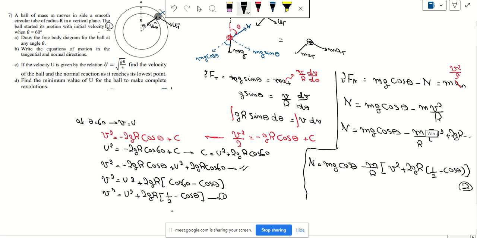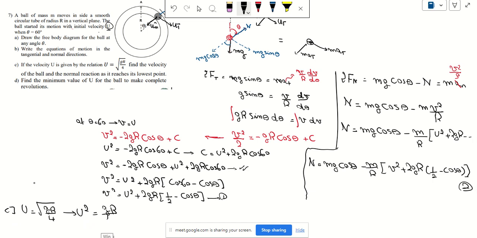Okay, so let's go to the third requirement. The velocity u he gave me here is equal to root gr over 4. So u squared is equal to gr over 4. Find the velocity of the ball and the normal reaction as it reaches the lowest point. This is the lowest point.